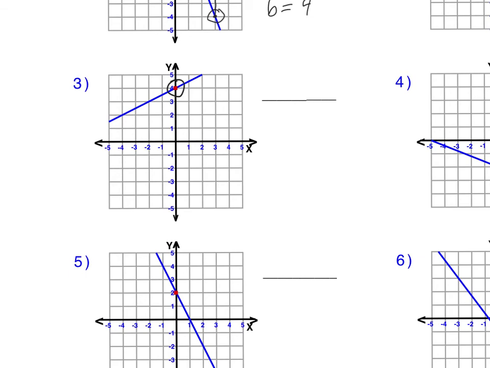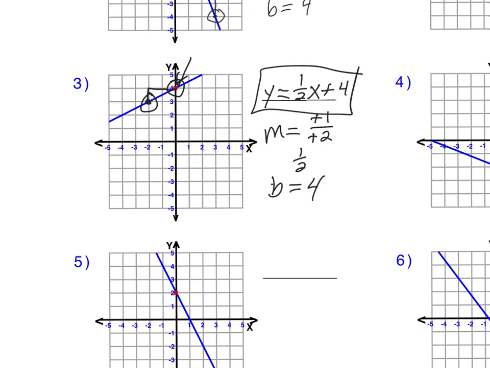All right, so there's one point, there's another point. M is equal to, we have to go up 1 and to the right 2. +1 over +2. So that gives me 1/2. That's the first part of my equation. And then my b value is again where the line is crossing the y-axis. And in this case, in all of these, it's the red dot, just to get you more familiar with that. So that's a +4. And that's all there is to writing the equation of a line from a graph. The rest of these problems are yours to finish and turn in.